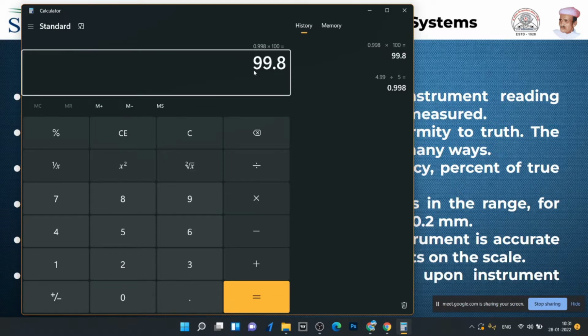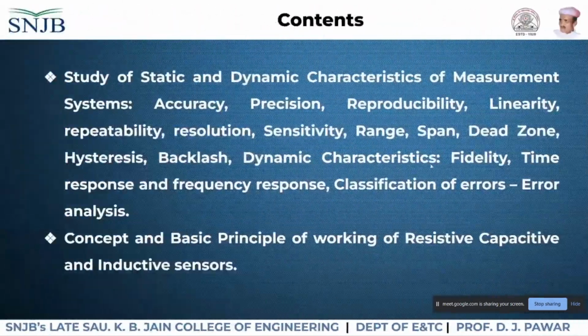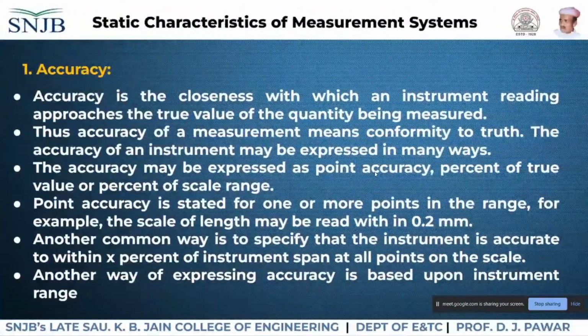99.8 percent, right? If we take the second system, it was showing 4.92 divided by 5 into 100. It has an accuracy of 98.4%, and the first system had an accuracy of 99.8%. This is called percent of true value or percent of scale range.